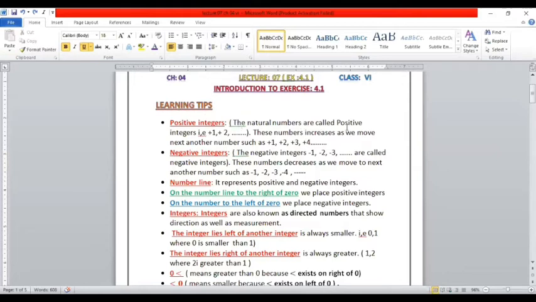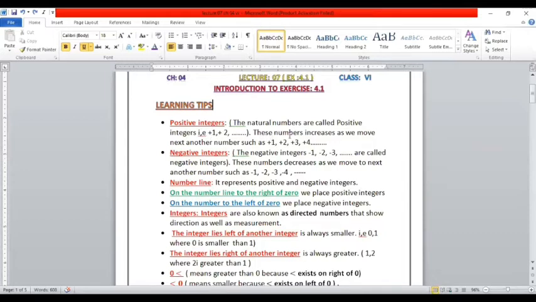The natural numbers are called positive integers, where we place a plus in front of the given numbers. Plus 1, plus 2, and so on. These numbers are called the positive integers. That is why the natural numbers are also called the positive integers.